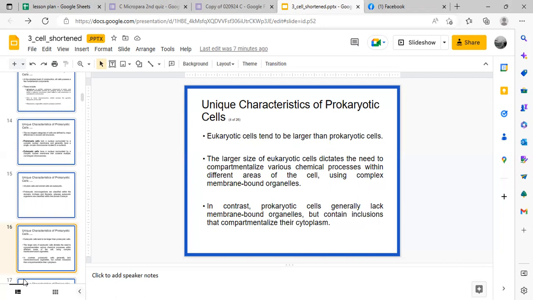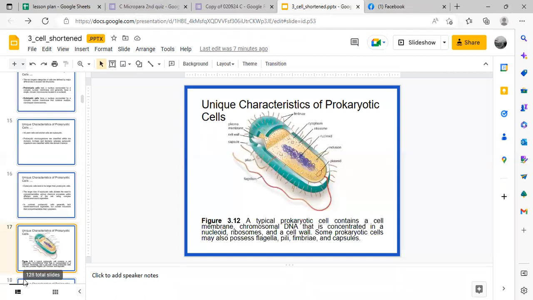meron pa rin siyang compartmentalization sa cytoplasm. So yung mga inclusions ay yung mga nutrient-rich na components ng prokaryotic cell, pero wala siyang mga membrane-bound organelles. Okay, so ito yung itsura ng prokaryotic cell. So itong region ng DNA is called the nucleoid. So meron kang inclusions dyan or vacuoles.